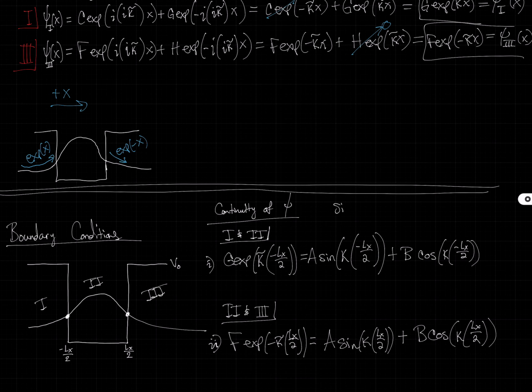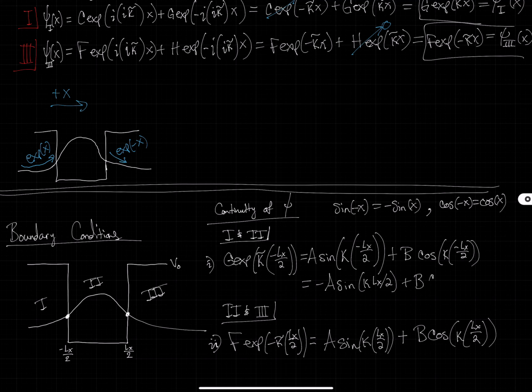Now, we note two trigonometric identities. Sine of minus x is simply equal to minus sine of x. And another trig identity is that cosine of minus x is equal to cosine of x. Keeping that in mind, we can rewrite this as minus a sine of KLx over 2 plus b cosine of KLx over 2.